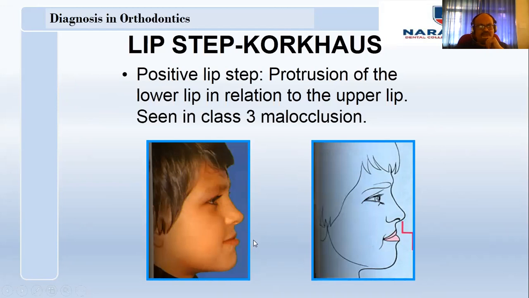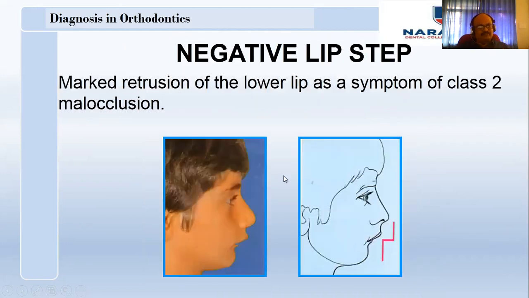If too much of the lower lip is prominent, it is called a positive lip step. It is seen in a class 3 condition, so it clearly indicates that the mandible has come forward in relation to the maxilla. Too much of a negative step is seen in a class 2 malocclusion, because the mandible is relatively located backwards.